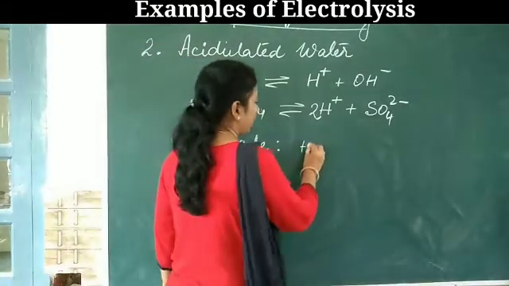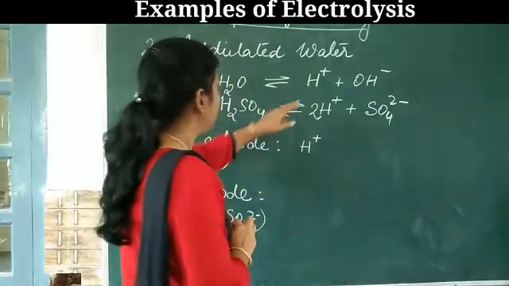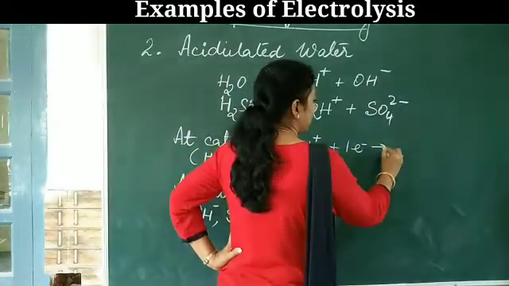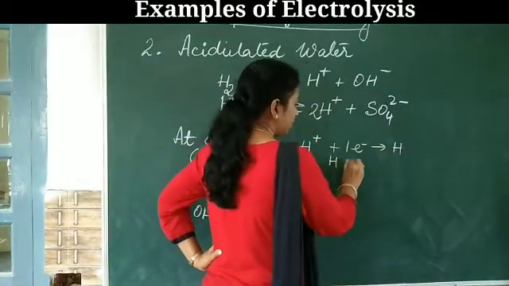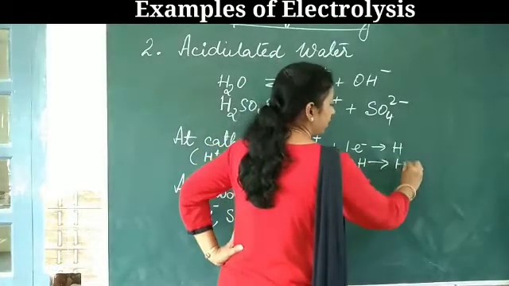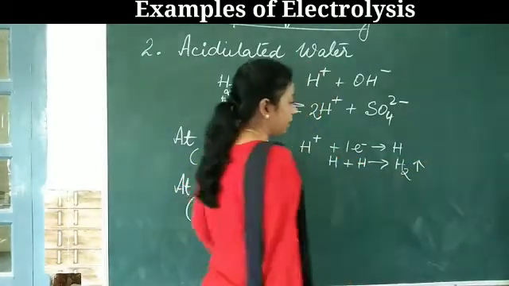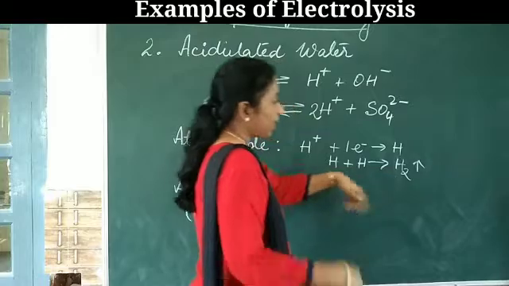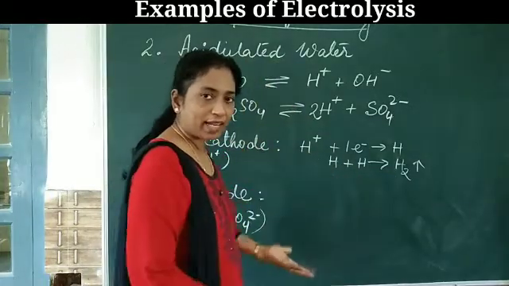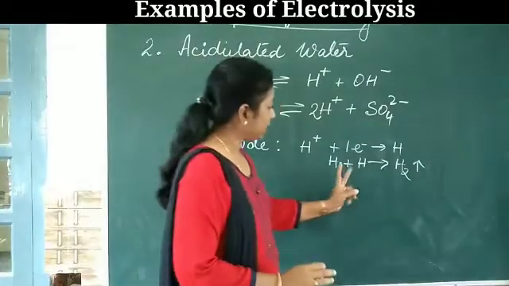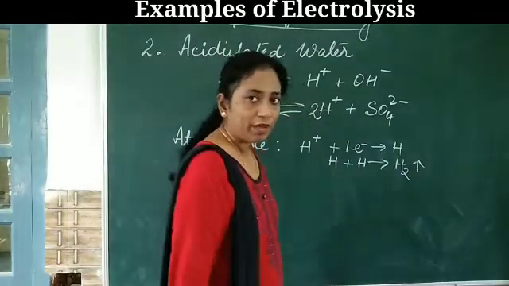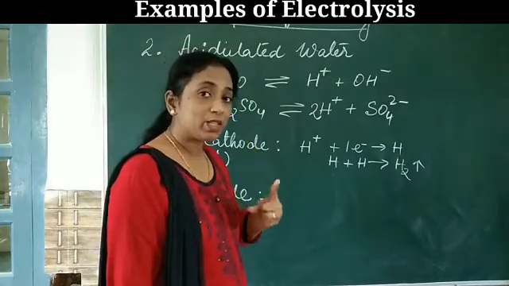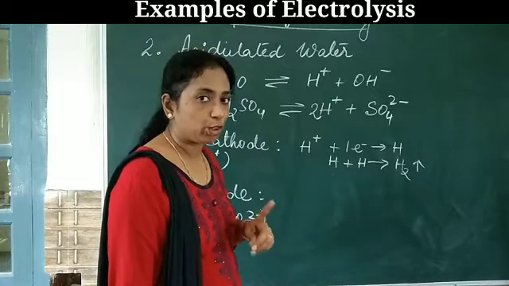H plus will take up one electron and become H. H plus H will become H2. That means in the first step only one atom of hydrogen is produced, and after that it has to wait for another atom of hydrogen to be produced. Then the two atoms of hydrogen will combine to give a hydrogen molecule, a colorless, odorless gas which burns with a pop sound, and is liberated at the cathode.